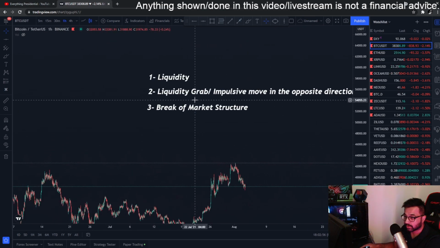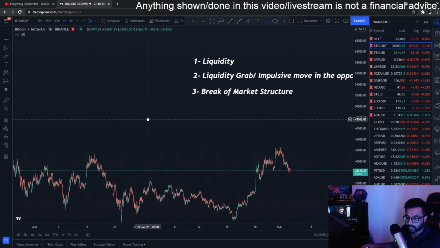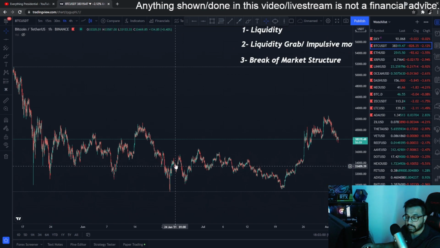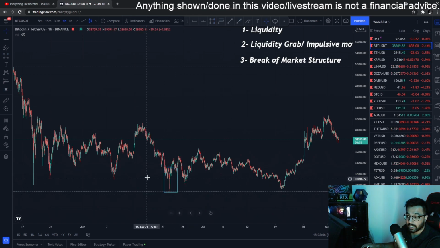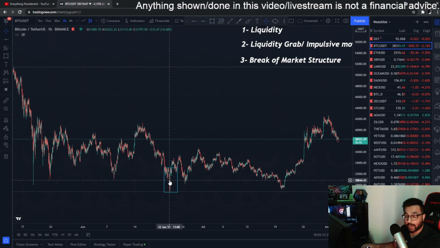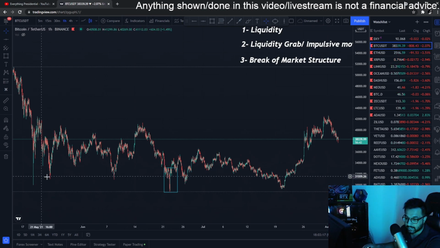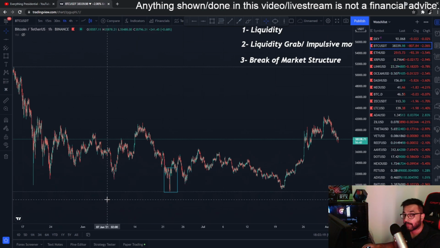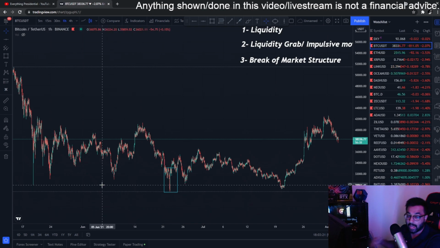The second rule is the liquidity grab, right? The liquidity must be grabbed, meaning there should be a fake breakout. Sorry, I meant to say fake breakout. So there must be a fake breakout, which we call a liquidity grab. The liquidity that is under these lows is being grabbed, the orders are being activated.